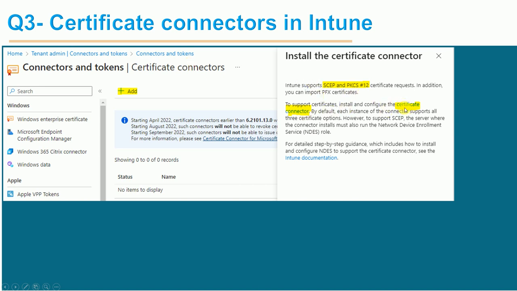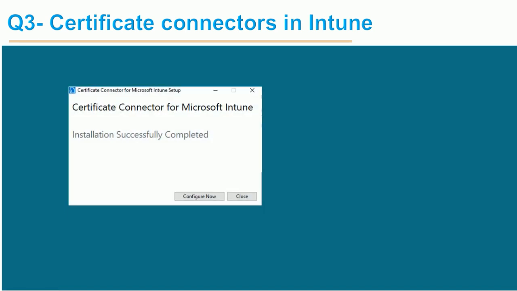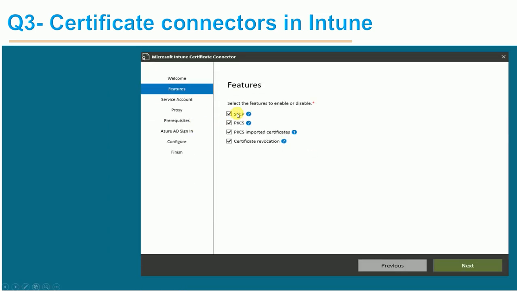So here click on Certificate connector and download it. Once you download that application, you need to install it. The application name is Certificate Connector for Microsoft Intune. Once the installation is done, you need to click on Configure now. It will show you the screen, Welcome to the Microsoft Intune Certificate Connector, and then go to the features, where you can select which features you want to enable or disable. If you want to enable all these features, click Next and follow all the steps. Once you have done it, your SCEP certificate connection will be created with Intune.